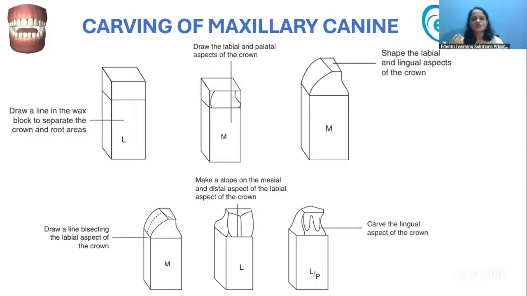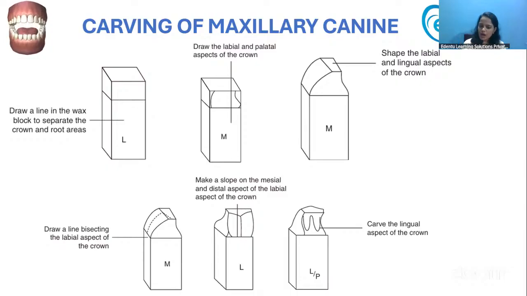Now, if they ask you to carve the canine, usually the commonly asked tooth for the carving is the maxillary canine. So when you get the wax block, what you can do is first mark the crown and the root portion, based upon the dimensions of the tooth. Then mark the areas, like which is going to be the labial area, which is the palatal area, which is the mesial area, and which is the distal. You have to mark that also.